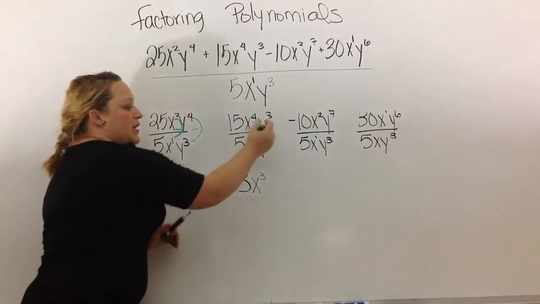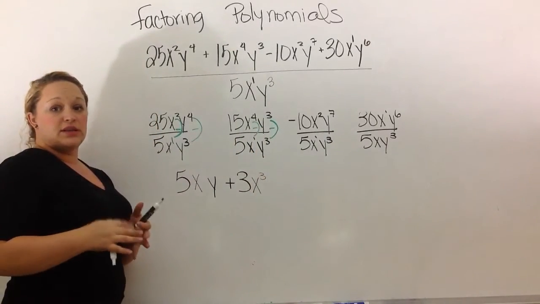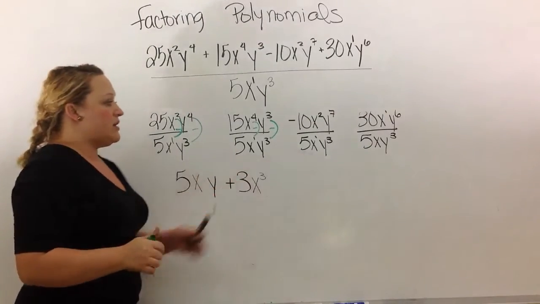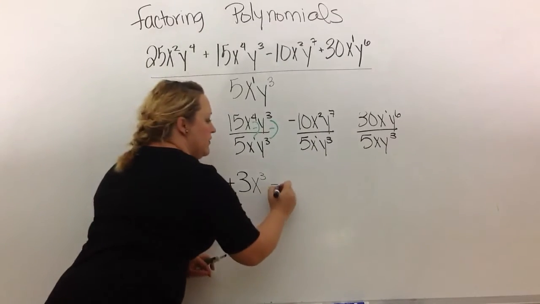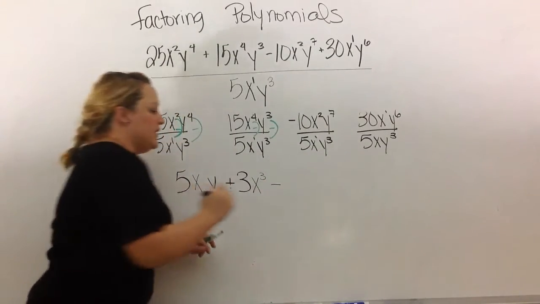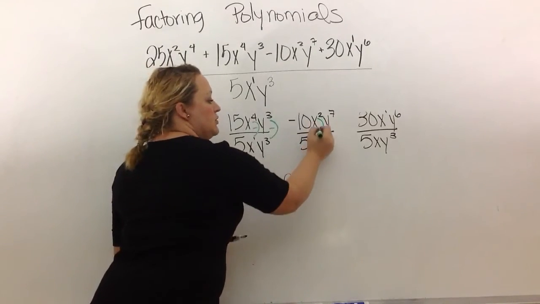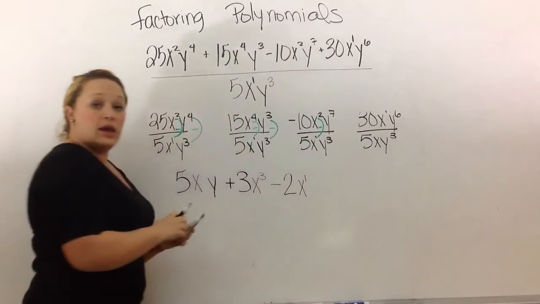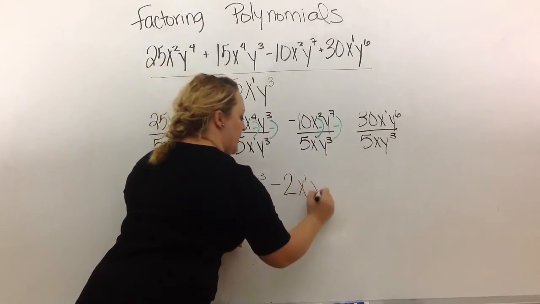And we have y3 minus y3. Well, that's going to give us y0, which means there's no y's that we should be writing down. Come over here to this term. A negative divided by a positive is automatically a negative. 10 divided by 5 is 2. x2 minus x1 would be x1. And y7 minus y3 would be y4.